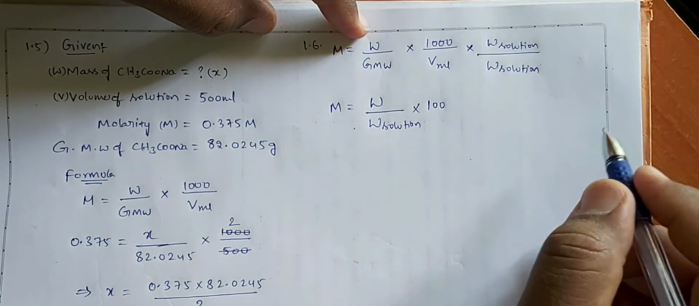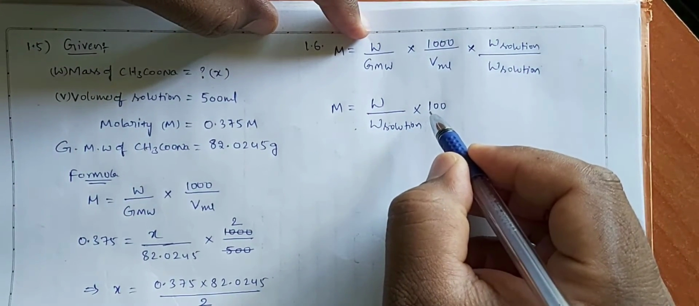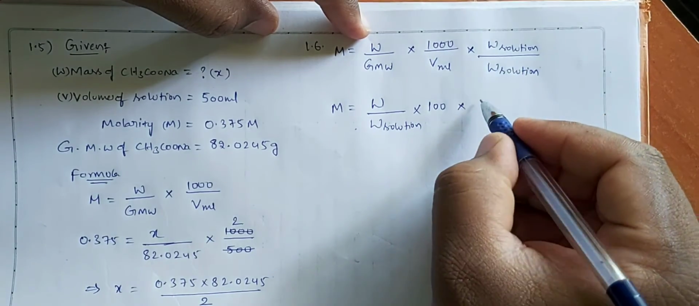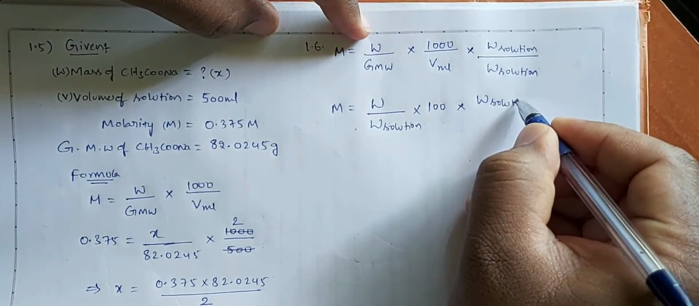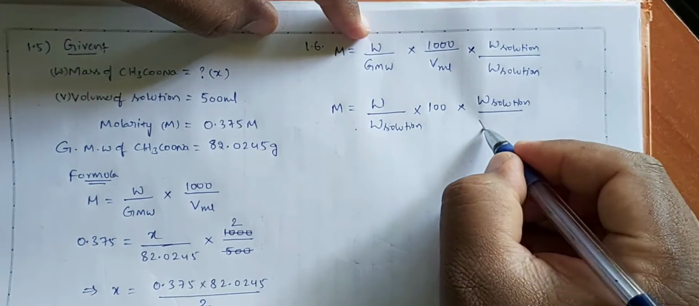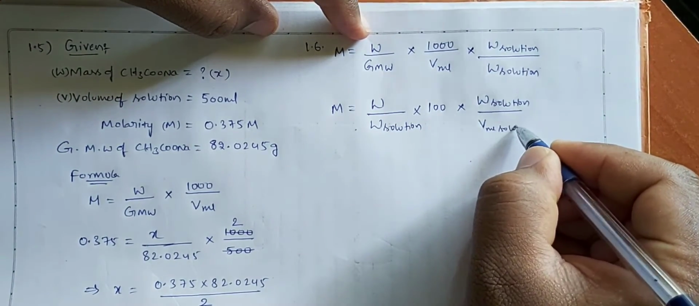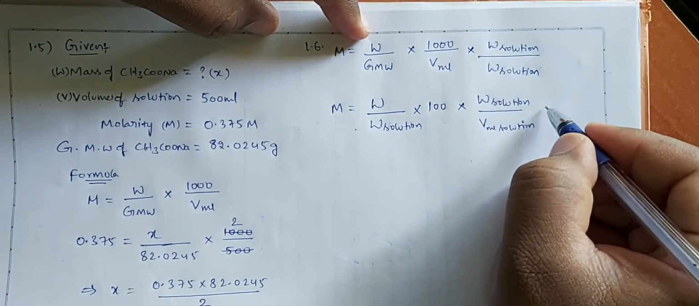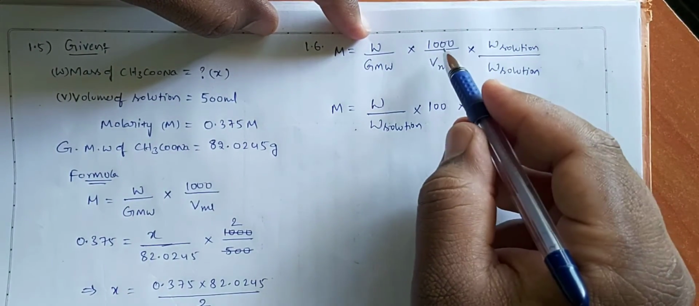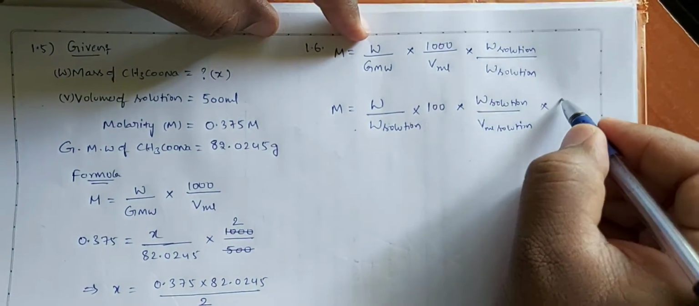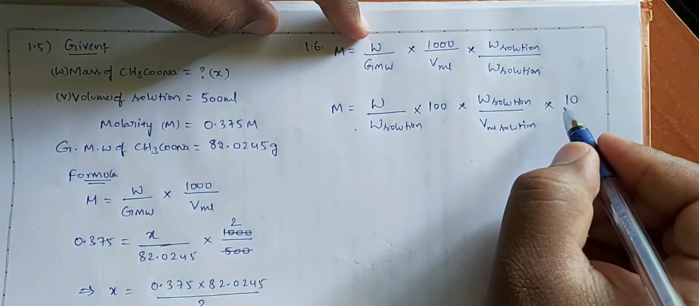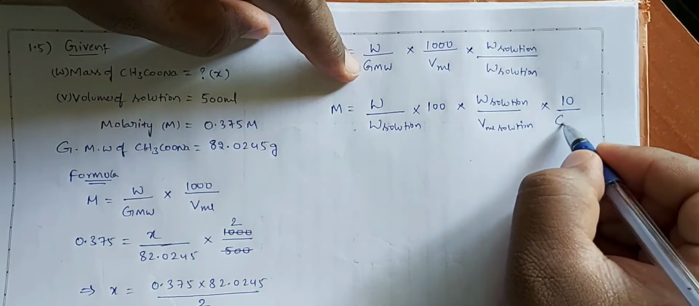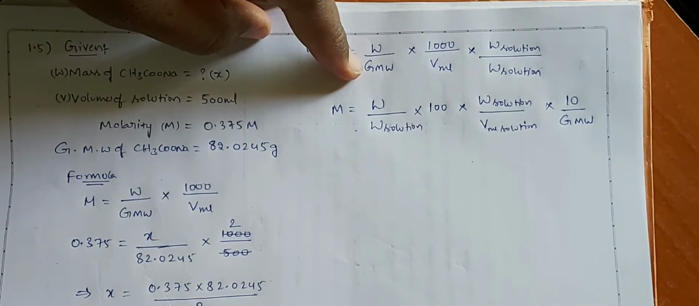1000 I can write as 100 into 10. So I am writing here 100, this is one part, into weight of solution in the numerator and volume of solution in the denominator. I am writing it like this: weight of solution by volume of solution, into, out of this 1000 I wrote it as 100, then here 10. 100 into 10 is 1000 only. What is the remaining one in the denominator? Gram molecular weight of solute.